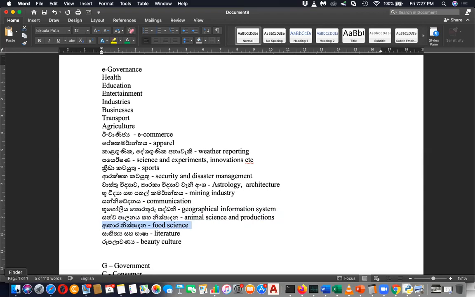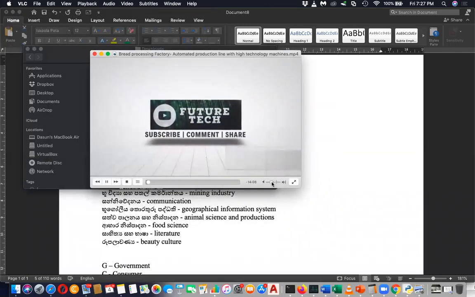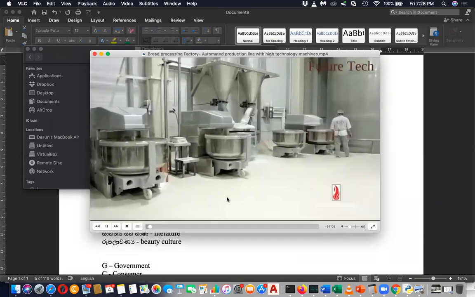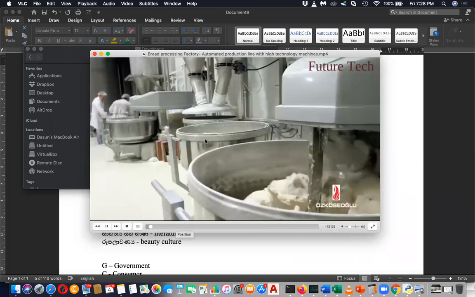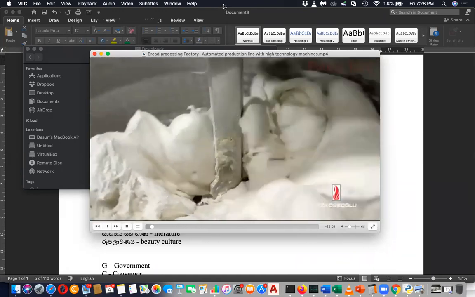So let me show one thing. Food quality measuring and all, yes, that can be done. This is one thing. Check whether you can see my screen. This is a bakery, and this is how it's managed.